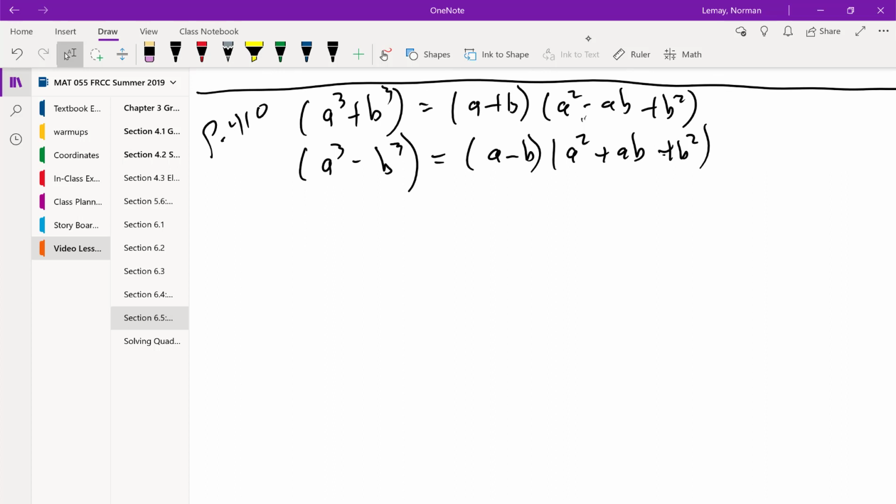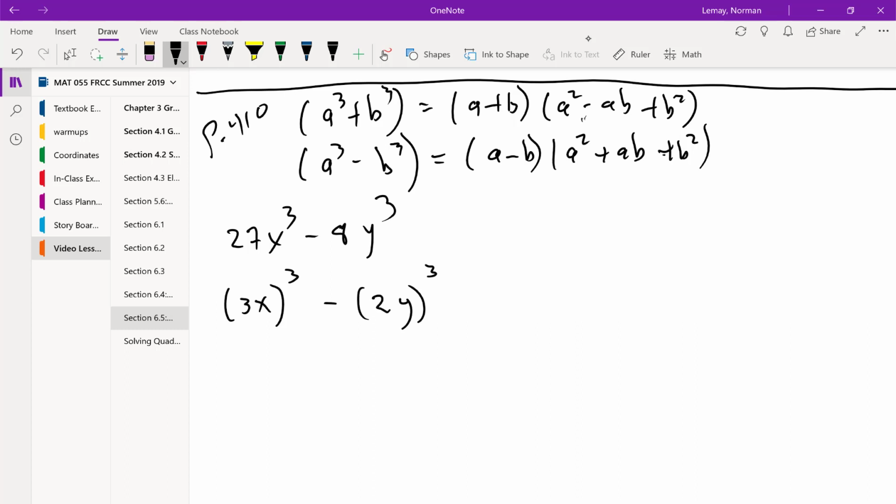All right, so let's take a look at an example here and see if we can do some pattern matching. So this is 27x cubed minus 8y cubed. So now the game is, can we write this as something quantity cubed? Hopefully you can see that 27 is actually 3 cubed, so this becomes 3x. And that 8 is 2 cubed, and we can put a y in here.